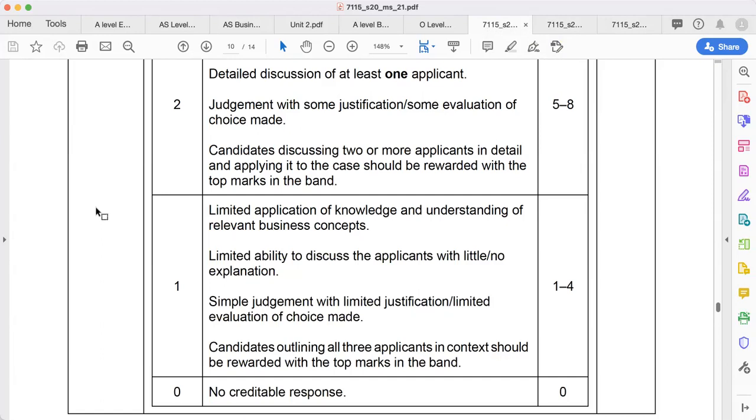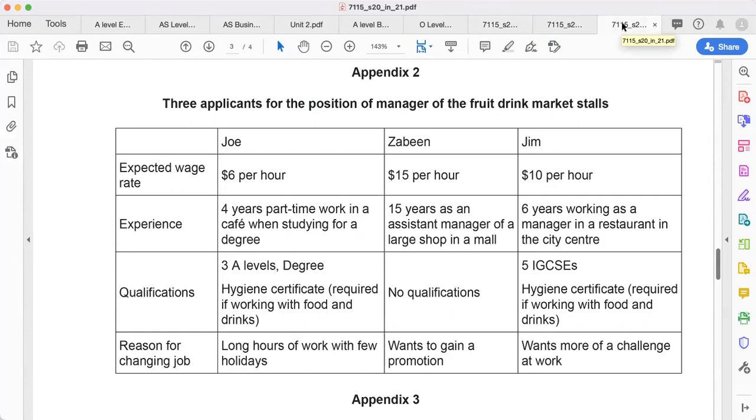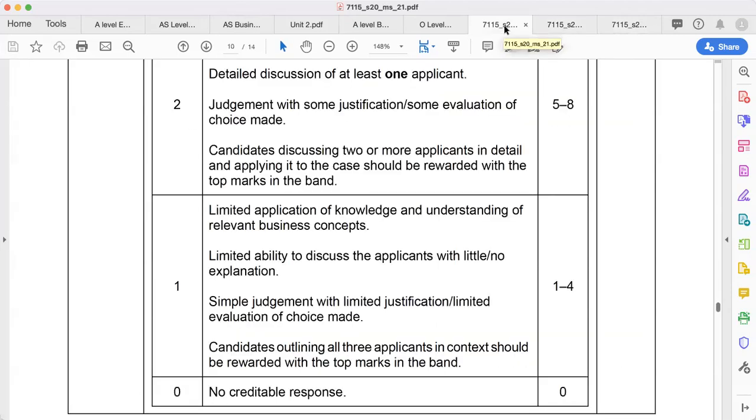So what is a level 1 answer? Level 1 answer is the answer in which we will score only 1 to 4 marks, depending on the answer that we have produced. That is basically limited application of knowledge and understanding of the relevant business concept. We are not aware of the business concept, what hiring recruitment means. We are not aware of the application that is given here, that what does it mean when an employee has 4 years of experience? What does it mean when an employee has 15 years of experience? And when an employee has 6 years of experience, how this can be applied to this situation, we are not aware of that. We will score only level 1 answer.